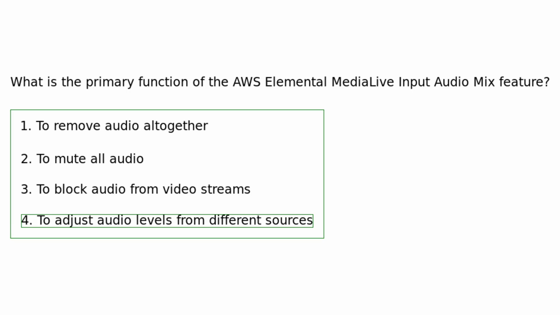The primary function of the AWS Elemental MediaLive input audio mix feature is to adjust audio levels from different sources, allowing users to create a mixed audio output for live video streams.